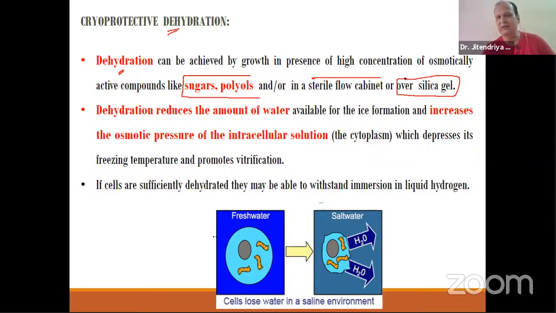Once this dehydration is going on, what would happen? Dehydration reduces the amount of water and increases the osmotic pressure of the intracellular solution, which depresses its freezing temperature, and importantly, it will promote vitrification. To avoid such water, this dehydration is a must, and for that reason it is mostly utilized.